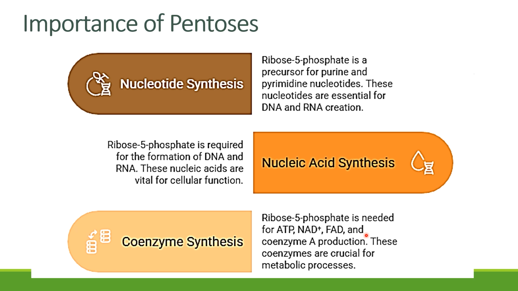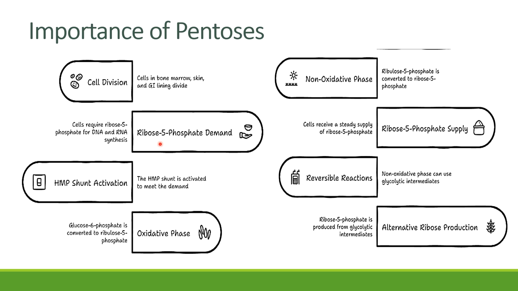The HMP shunt ensures that dividing cells such as those of bone marrow and even skin, the gastrointestinal tract, all these have a steady supply of this ribose 5-phosphate to support the rapid DNA synthesis and even RNA synthesis. Additionally, the reversible nature of the non-oxidative phase allows the cell to produce ribose 5-phosphate even from the glycolytic intermediates like fructose 6-phosphate and even glyceraldehyde 3-phosphate when glucose 6-phosphate is scarce and even when NADPH is not required in large amounts.